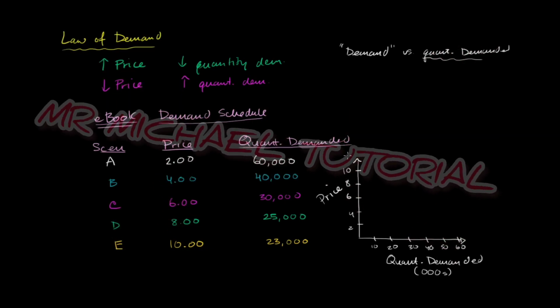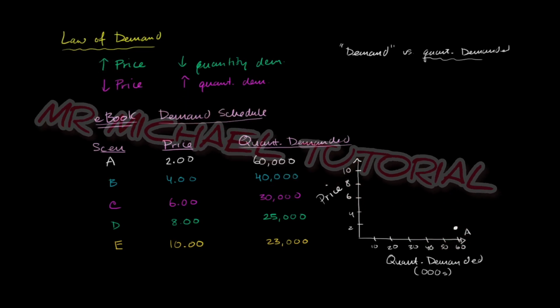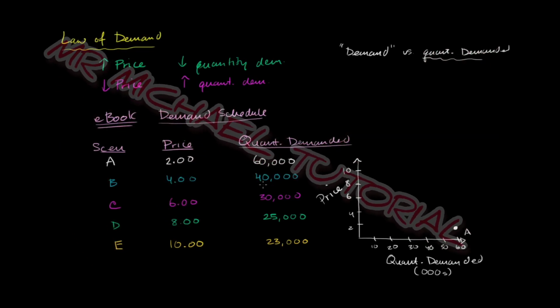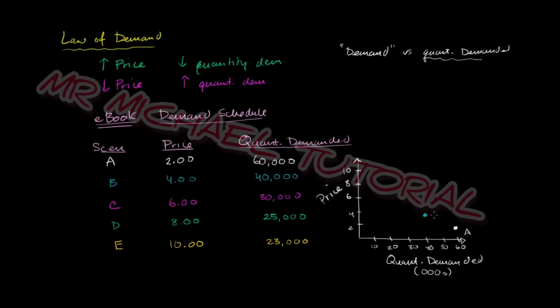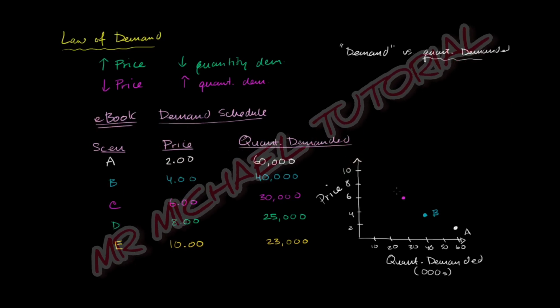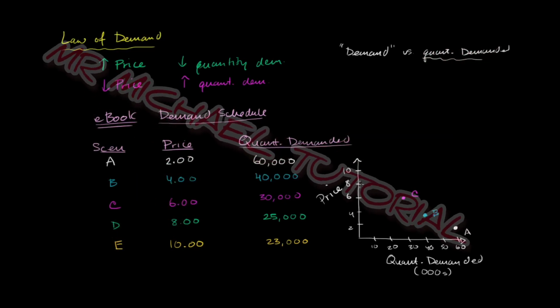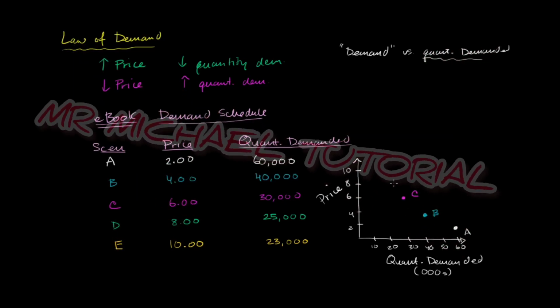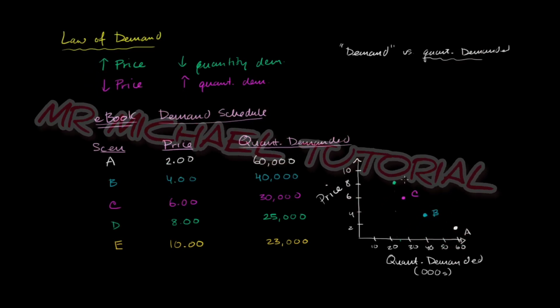So let's plot the scenarios. Scenario A, price is $2, 60,000 units are demanded. That is scenario A, right over there. Scenario B, when the price is $4, 40,000 units are demanded. That's right over there. That's scenario B. Scenario C, $6, 30,000 units. Right over there. Scenario C. Scenario D, $8, 25,000 units. That looks like 25,000 right in between. That's close enough. So that right over there is scenario D.